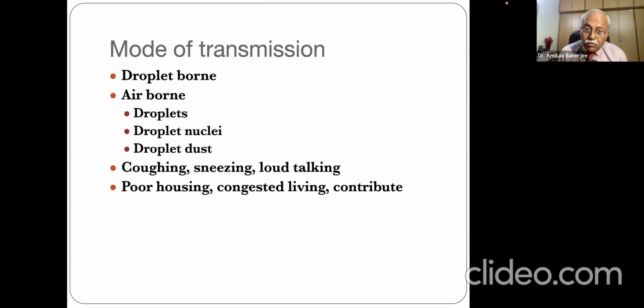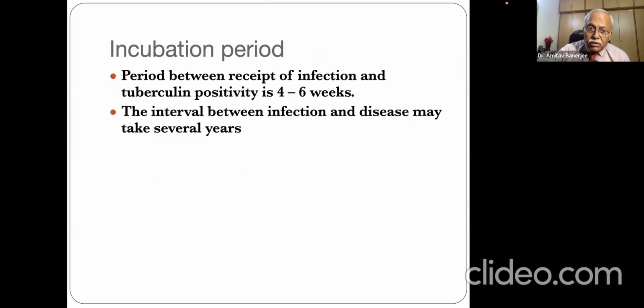It's basically a disease of poverty, of poor living conditions, poor working conditions, malnutrition, and alcoholism. Diabetes is again a risk in poor as well as rich, and HIV co-infection, of course. The incubation period is very difficult to define because, as I said, you get an infection and may develop reactivation later in life after many years. But for conversion, it's about 4 to 6 weeks to show that the person has been infected. That infection does not equal disease. Disease may occur after several years. So it's not very easy.